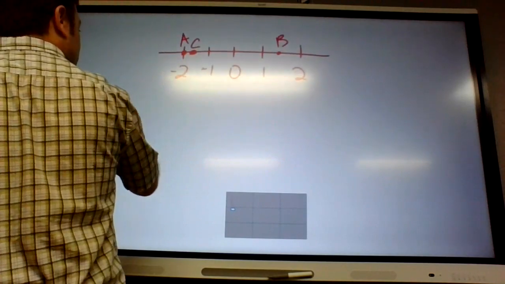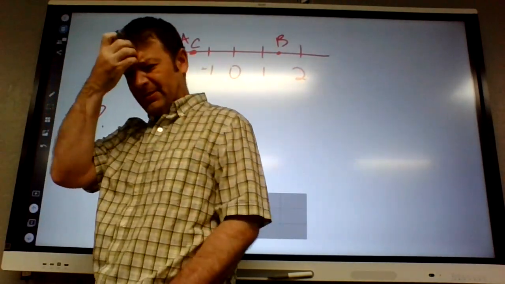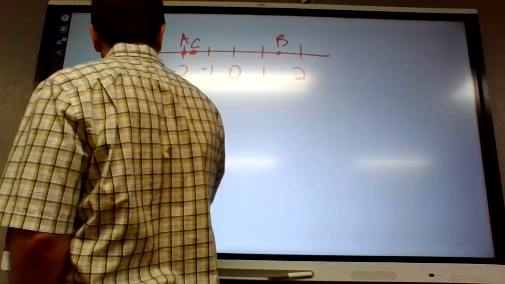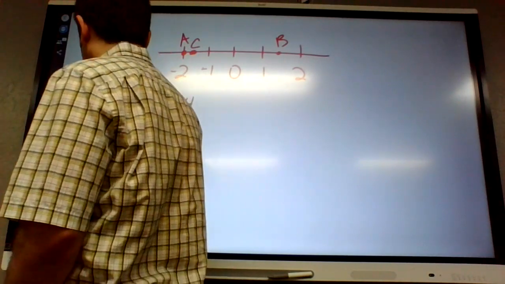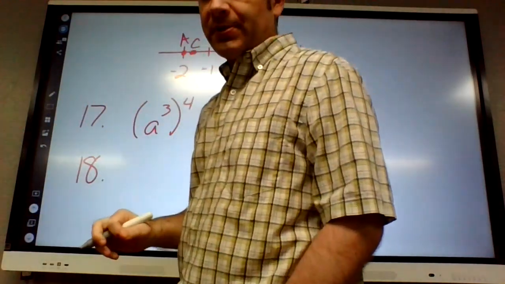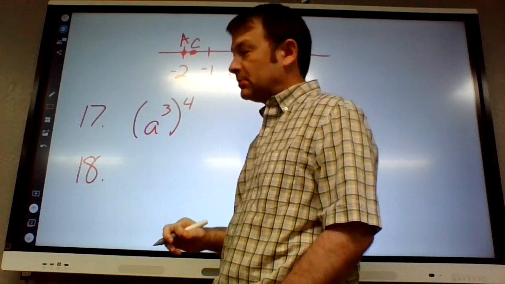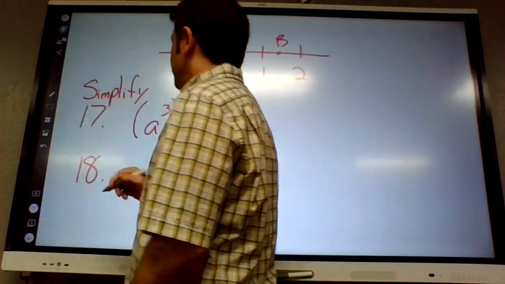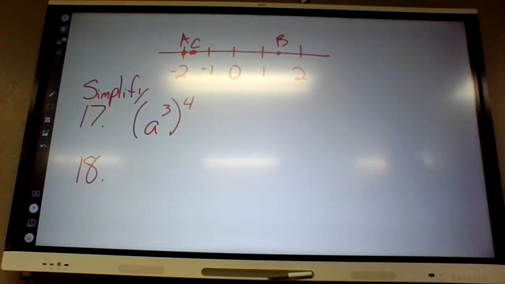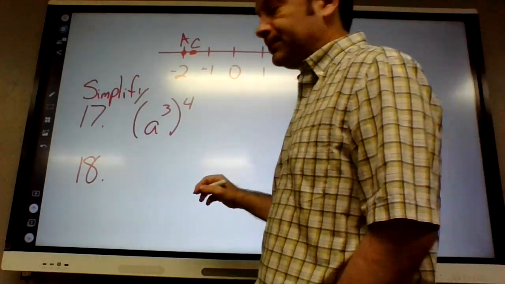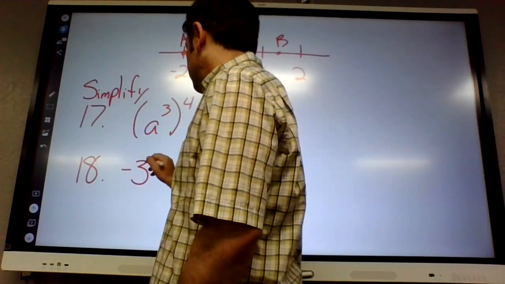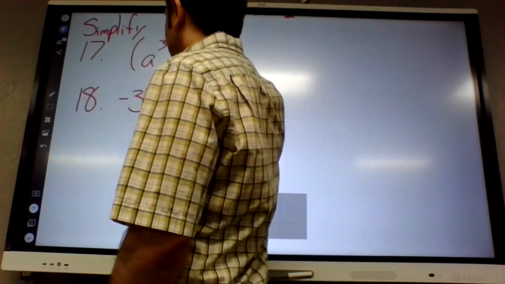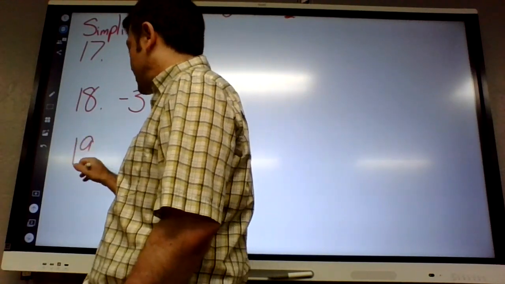What number are we on? I kind of stopped. 17. This is 17. Here come everybody's favorites. Okay, the directions, we'll just say simplify. Simplify just means do as much as you can. Like we can't completely solve 17 because we don't know what A is, but we can simplify it.